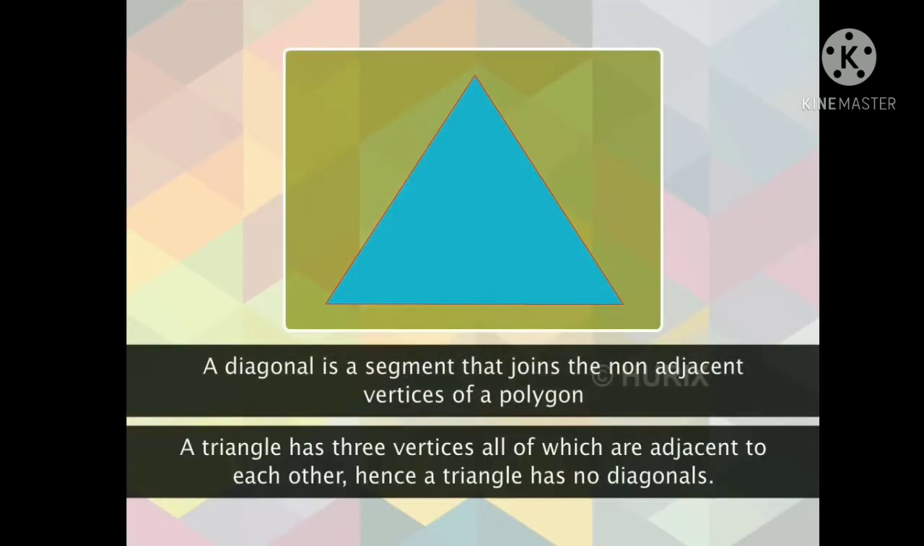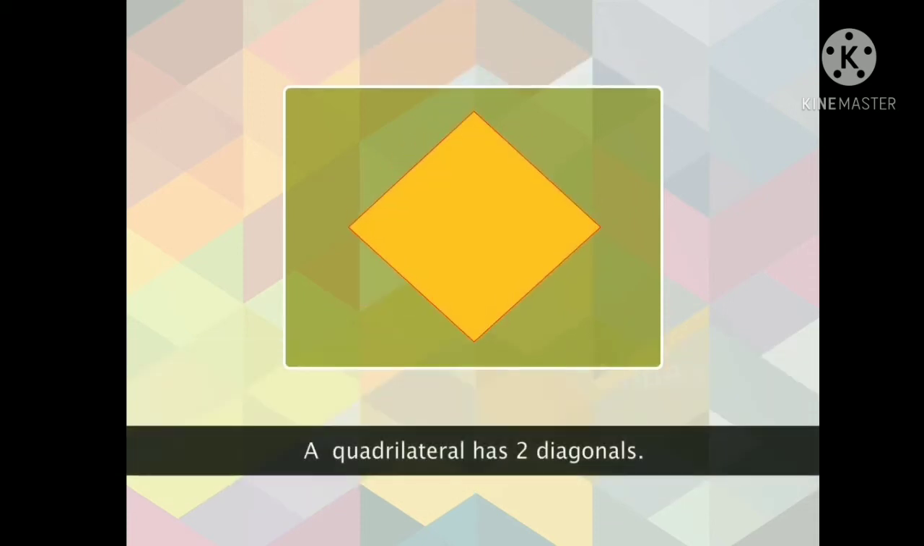A diagonal is a segment that joins the non-adjacent vertices of a polygon. Any vertex in a quadrilateral will have one non-adjacent vertex. So, there are two diagonals in a quadrilateral.